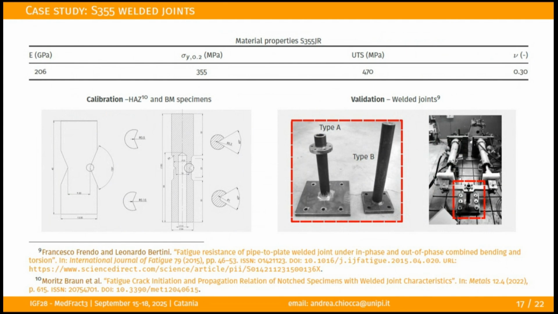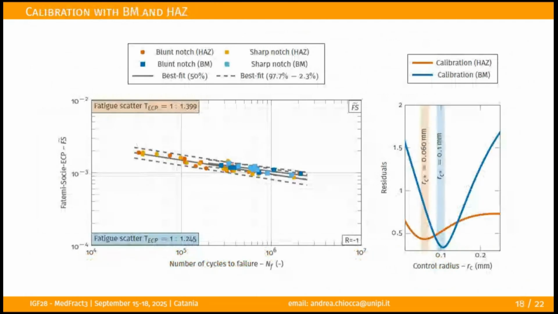One is a base material data set, so we performed this experiment in our laboratory, and a data set retrieved from the literature. We always need a blunt and a sharp notch to calibrate, and validation was performed on some tube-to-plate welded joints, experiments made in our research group some years ago. So here are the results.